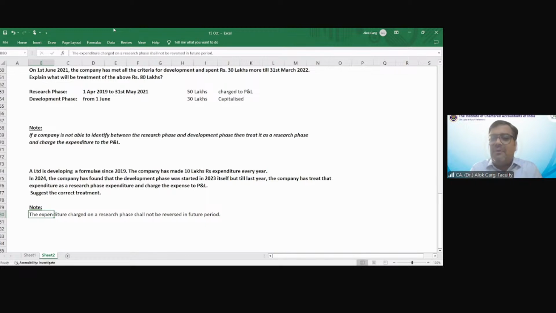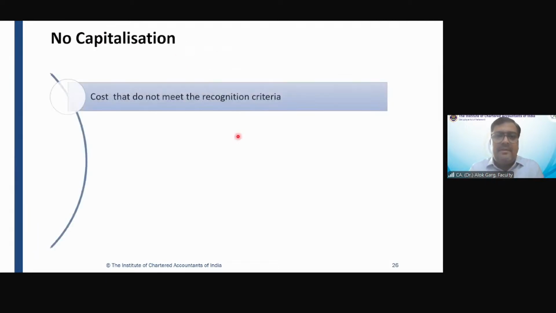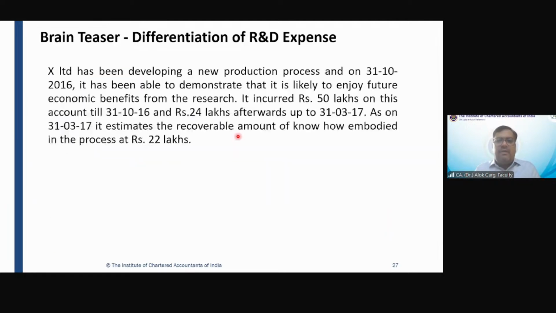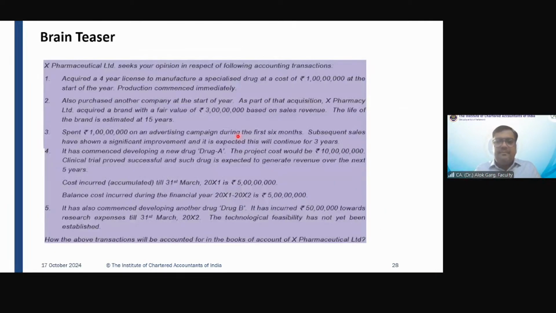So these are the important aspects from the examination perspective, from the understanding perspective. Right. So this standard prohibits reinstatement of expenditure previously recognized as an expense. Okay. So friends, now let me take you. So this part of this question we have covered. Let me take you to the question number.